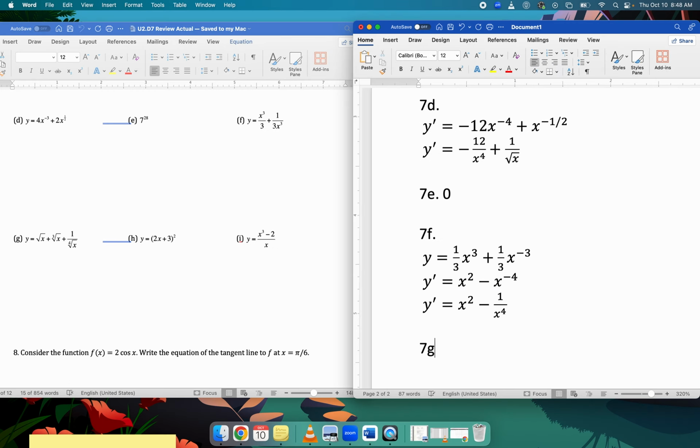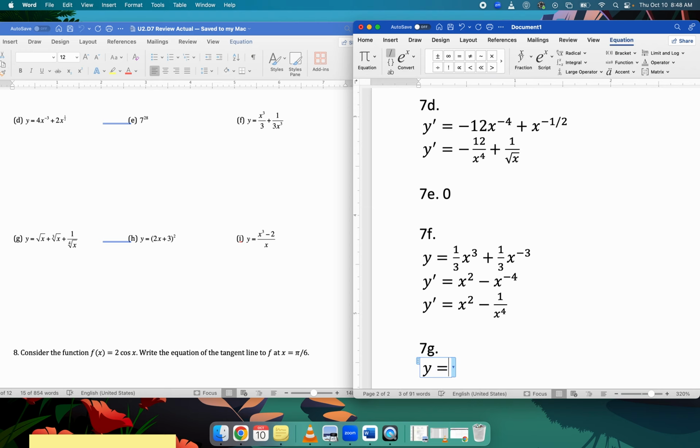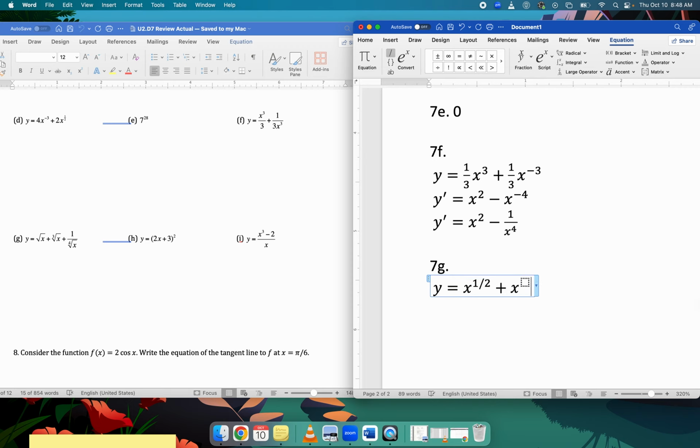7g. Okay, this obviously needs to be rewritten. That's y equals x to the 1/2 plus x to the 1/3. And then I would say that's x to the negative 1/4. So that's y rewritten. Now I'm going to take the derivative. It's 1/2 x to the negative 1/2 plus 1/3 x to the negative 2/3 minus 1/4 x to the negative 5/4.